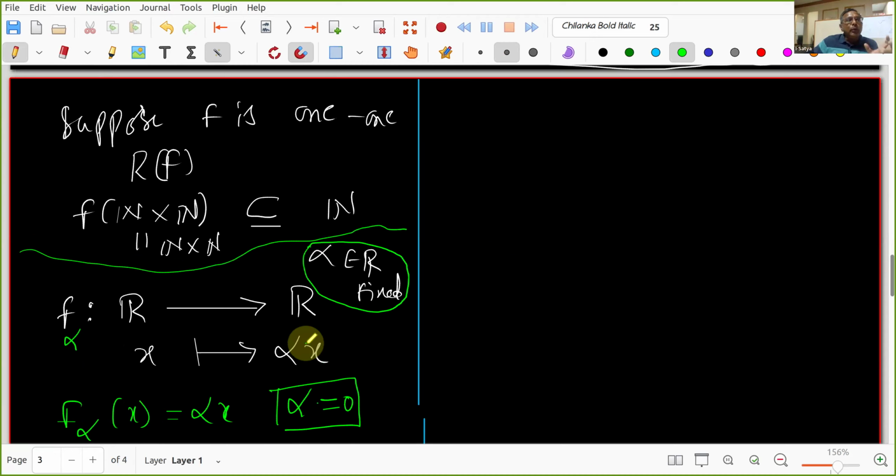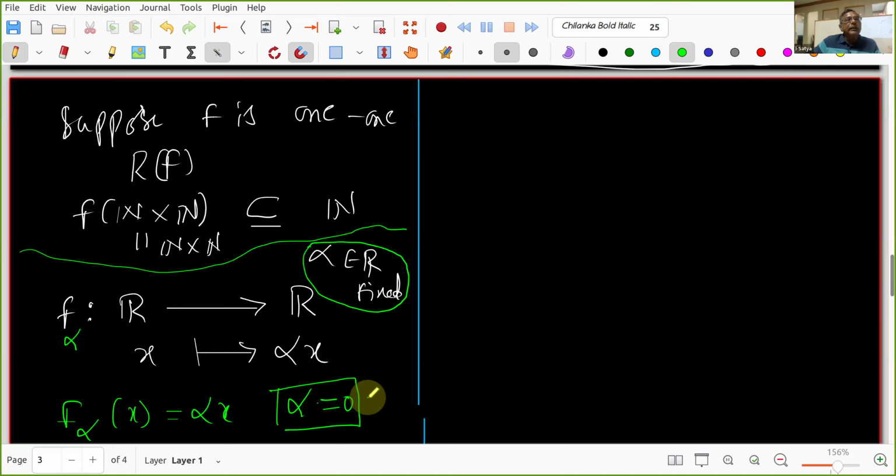To prove it is 1-1, f of a equal to f of b. We are assuming alpha not equal to 0. What is the meaning? Alpha times a equals alpha times b. Then alpha times (a minus b) equals 0. Now you know alpha is not equal to 0. Like that, you need to discuss.